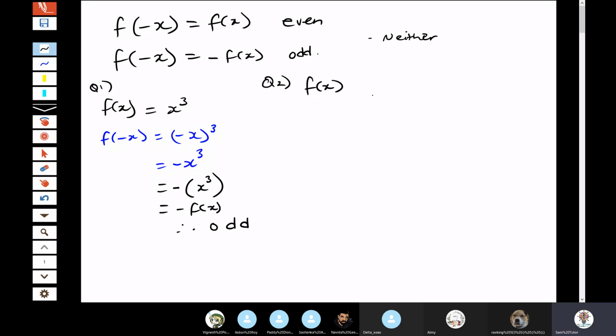f of x equals x to the power of 4 plus x squared. Are you ready for this? What's the first step, always, regardless of what the question's asking? What are you trying to find f of? Negative x. Negative x, okay.